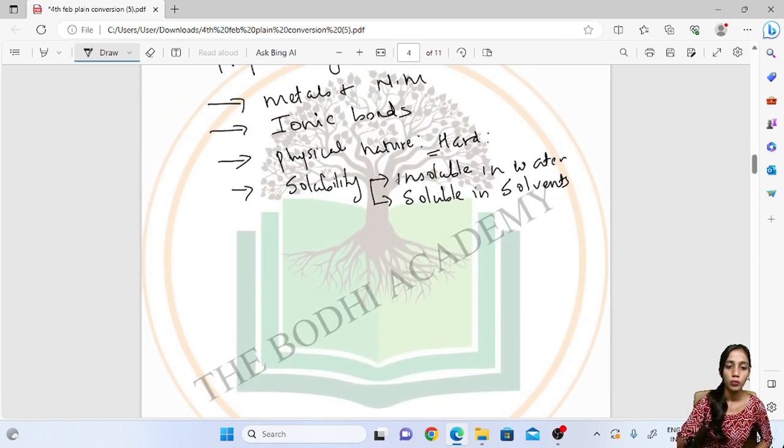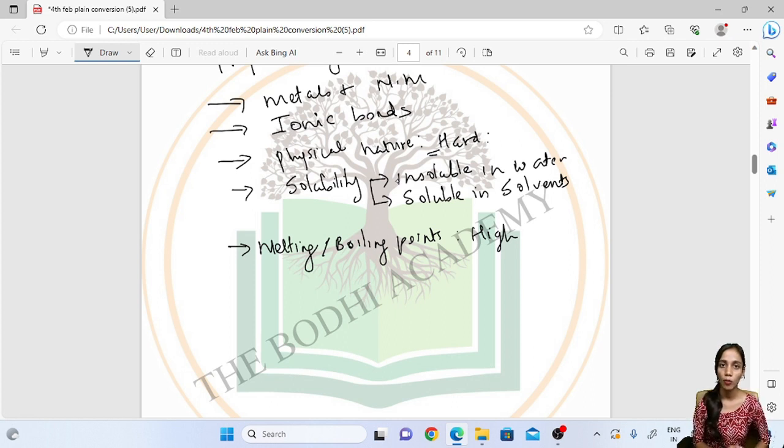Now what do you think will be their melting and boiling points? What is the meaning of melting and boiling points? Melting point means the temperature at which the compound will start to melt, and boiling point means the temperature at which it will start to boil. The melting and boiling points of ionic compounds are very high because they are attached by strong ionic bonds and strong electrostatic forces of attraction which keep them bound together, and for melting they have to be released as ions. That's the reason they have very high melting and boiling points.